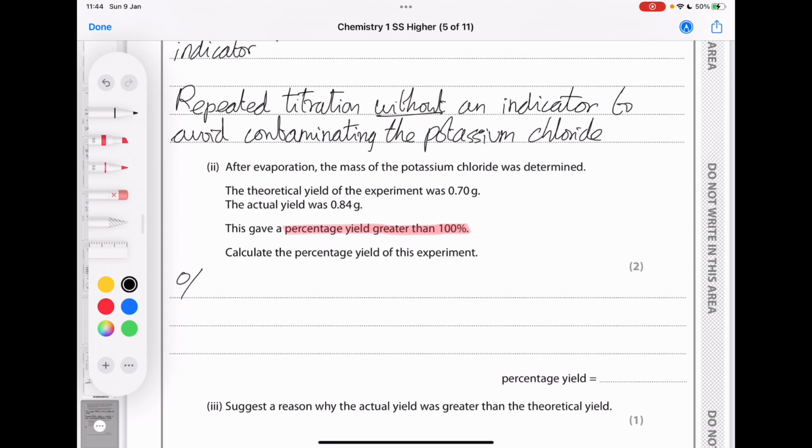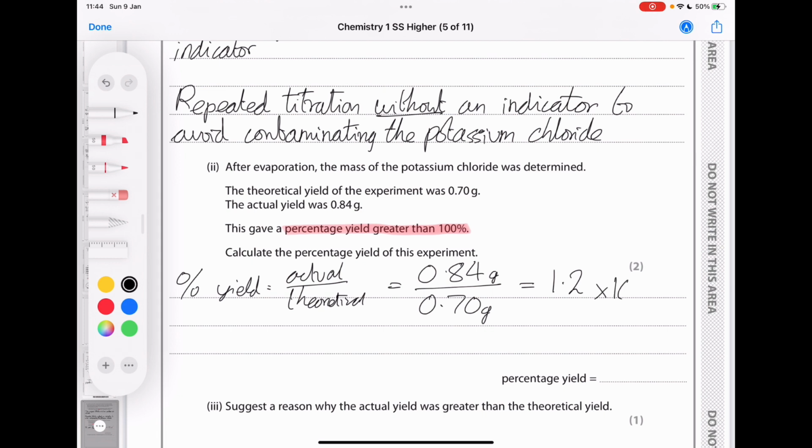So percentage yield is equal to the actual yield divided by the theoretical. We've been told the actual yield was 0.84 grams. The theoretical yield was 0.70 grams. And therefore, I should get an answer of 1.2. As a percentage yield, this needs to be converted into a percentage, so I should multiply by 100 to give an answer of 120%.